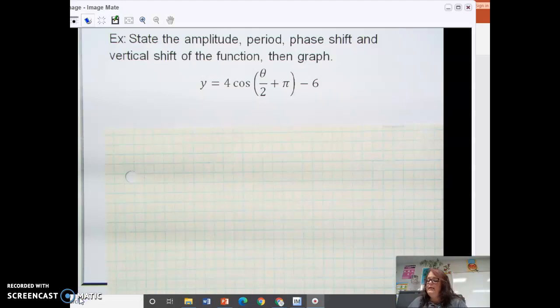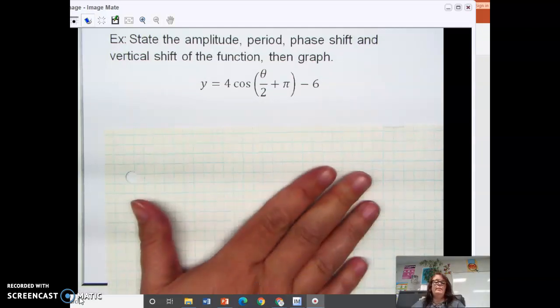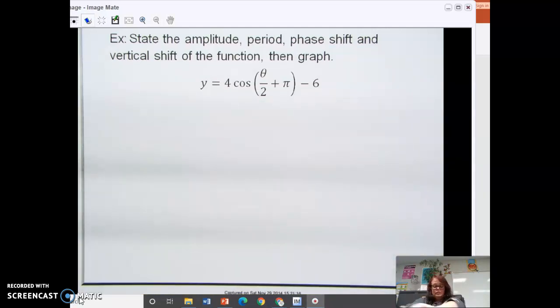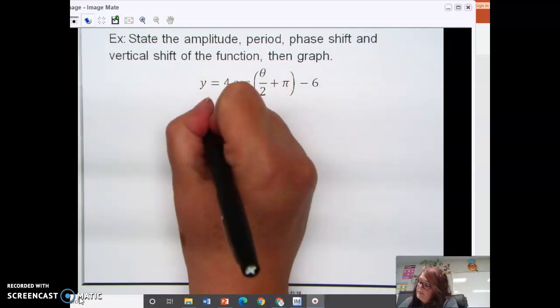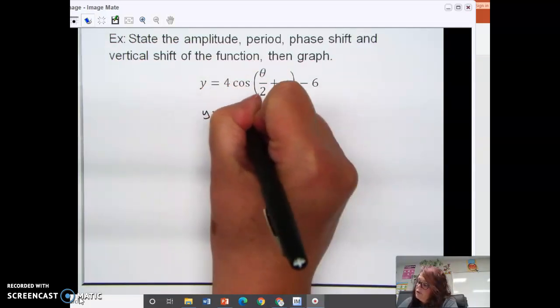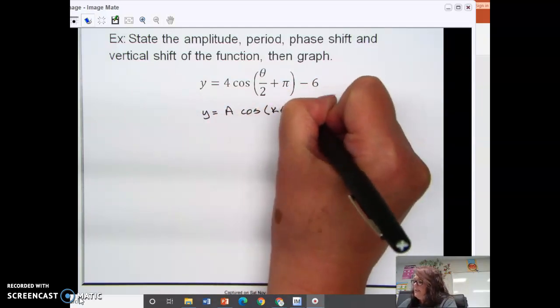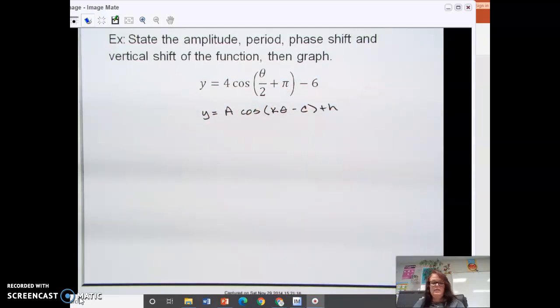So for this next problem, they want us to state the amplitude, period, phase shift, and vertical shift of the function, and then they want us to graph the function. So it might be good to have some graph paper to help us with that. So coming over here, remember the formula said y was equal to a times the cosine of k theta minus c plus h, just to give us an idea of what things are equal to.